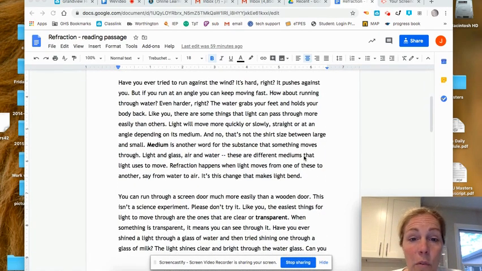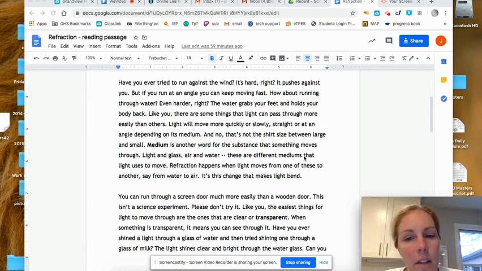Have you ever tried to run against the wind? It's hard, right? It pushes against you. But if you run at an angle, you can keep moving fast. How about running through water? Even harder, right? The water grabs your feet and holds your body back. Like you, there are some things that light can pass through more easily than others. Light will move more quickly or slowly, straight or at an angle, depending on its medium.